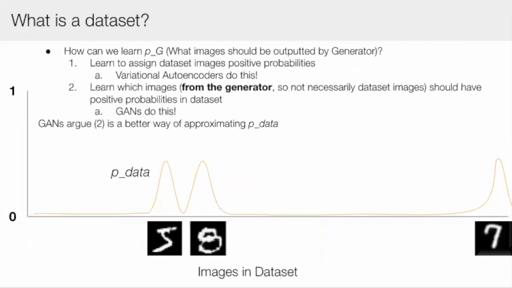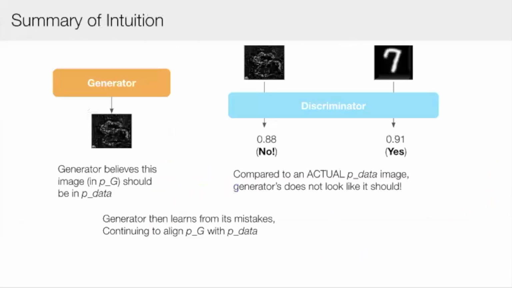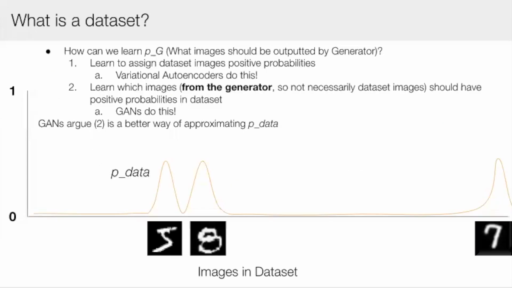So GANs argue for the second way, taking a bunch of images, throwing a bunch of stuff at the board and hoping one of them is real. GANs argue that's a better way of approximating P. Really, sorry, not P data, of approximating P. GANs do a better job of approximating P than P data.